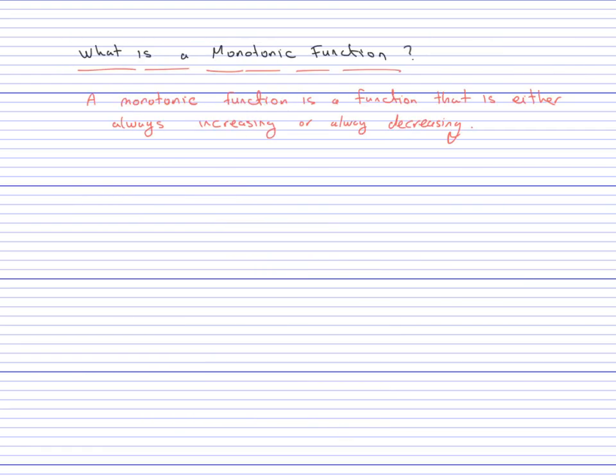So now I'd like to talk about what a monotonic function is. A monotonic function is a function that is either always increasing or always decreasing. Let me give you some examples. For example, the linear function. The linear function is a monotonic function. Why? Well, you already know what the graph of a linear function looks like. If the slope is positive, you can see here that it's an increasing function. If the slope is negative, the function is a decreasing function. So in general, the linear function is a monotonic function.